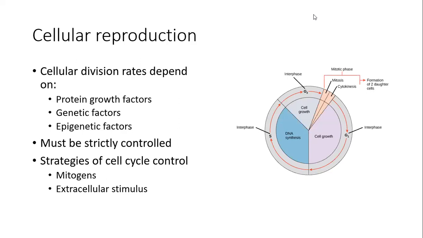Another important feature of the cell, which plays into the discussion today, is cell division. Certain types of cellular adaptation rely on increased rates of division, and the factors that influence that are protein growth factors, genetic factors, and epigenetic factors, which mean things in the environment. It must be strictly controlled. And there are several ways to control the cell cycle, and those include mitogens and extracellular stimulus.